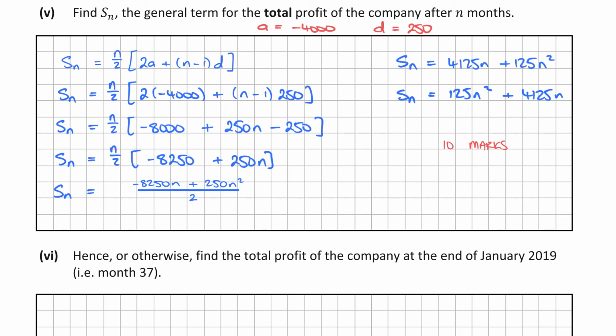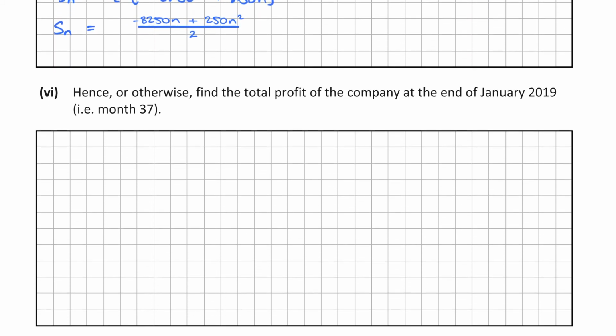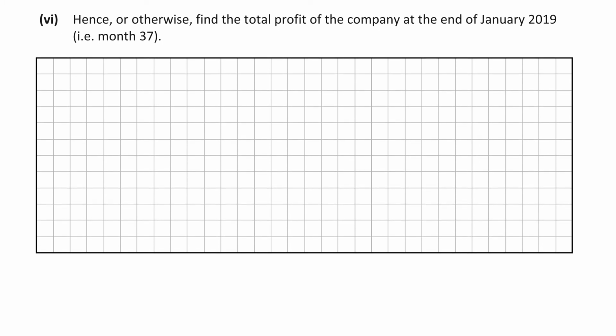Okay, so we'll just move on to the final part of that question. The final part said, hence or otherwise, find the total profit of the company at the end of January 2019, i.e. after 37 months. So we're telling you the value for the number of months. So all you need to do is take the S of n formula that we just calculated, and instead of putting in n, we can put in 37.